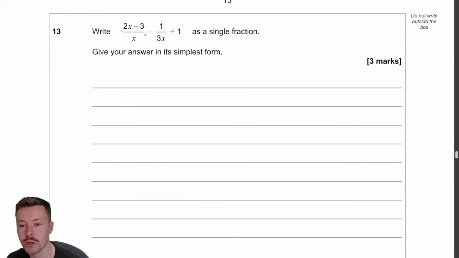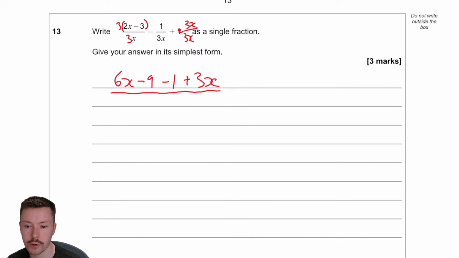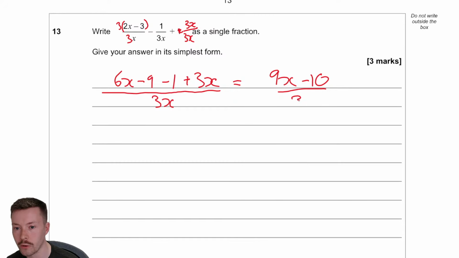Okay, so 2x minus 3 over x, minus 1 over 3x plus 1, as a single fraction. We need the same denominator, so let's make them all 3x. And then 1 is 3x over 3x. We can now expand that, so we get 6x minus 9 minus 1 plus 3x all over 3x. 6x plus 3x is 9x. Minus 9 minus 1 is minus 10 over 3x.